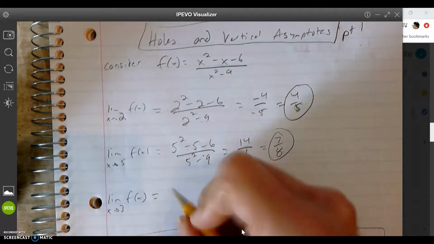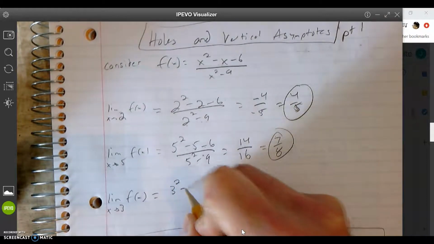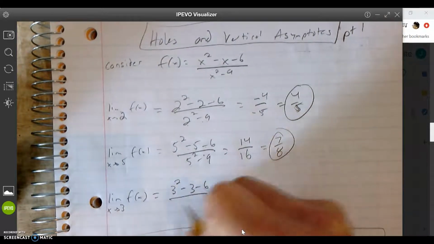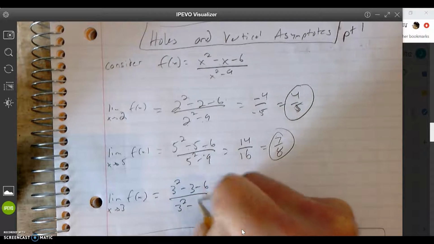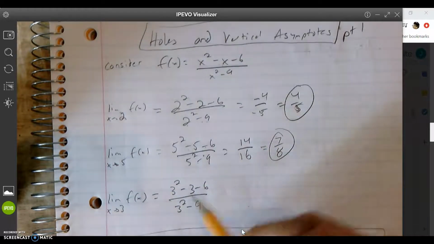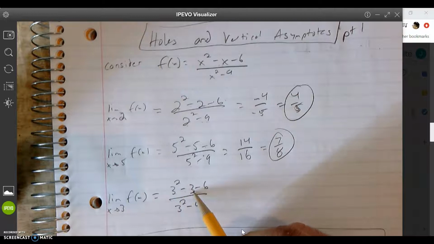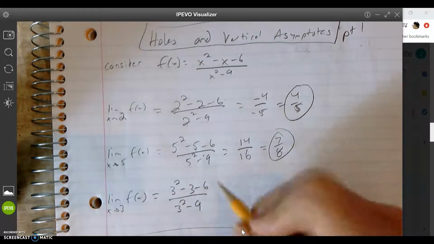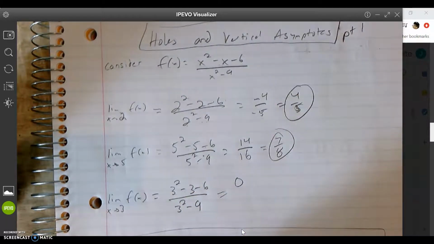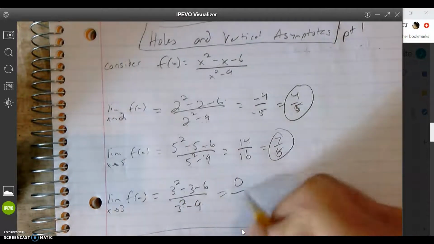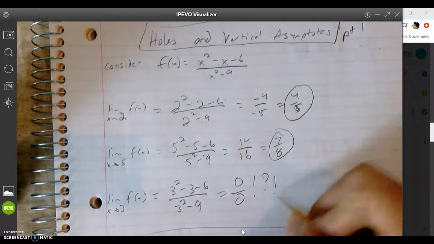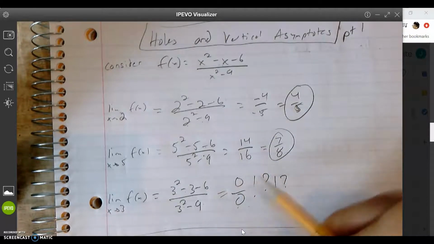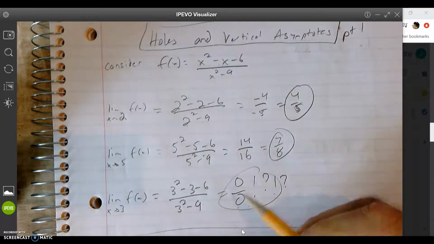Let's see what happens. 3 squared minus 3 minus 6 over 3 squared minus 9. Okay. 9 minus 3 is 6. 6 minus 6 is 0. Uh-oh. 3 squared is 9. 9 minus 9 is 0. Uh-oh. What is that? Is that 0? Is that undefined? I have no idea what that is.